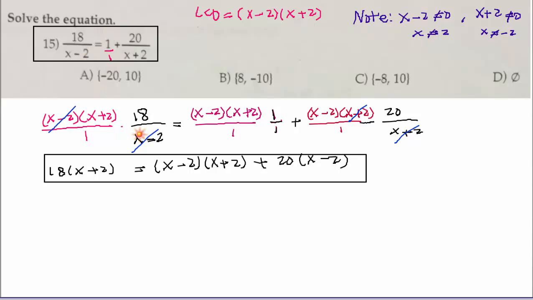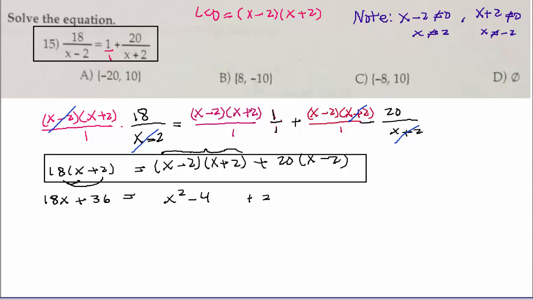So if I distribute this, what do I get? 18x plus 36, equal to, now we already know this is the difference of squares, so this should be equal to x squared minus 4, right? Remember that? A minus B times A plus B is A squared minus B squared. So I didn't have to multiply term by term. Even if you did that, you would get this. And then the last term would be 20x minus 40.